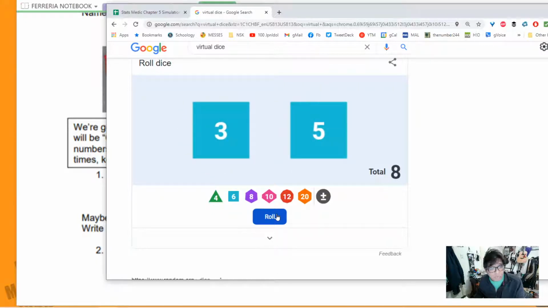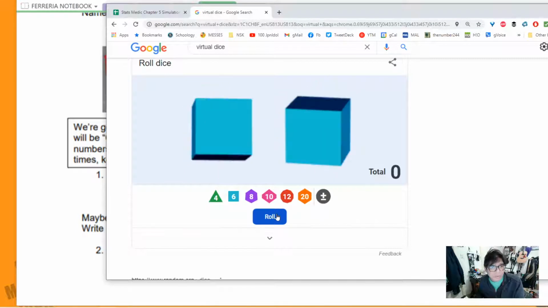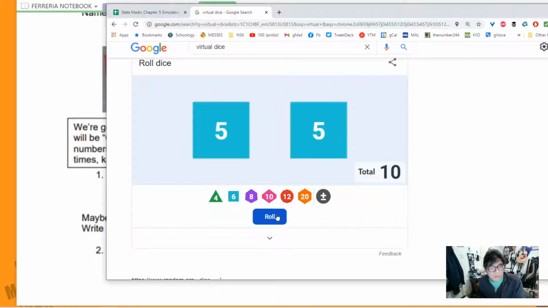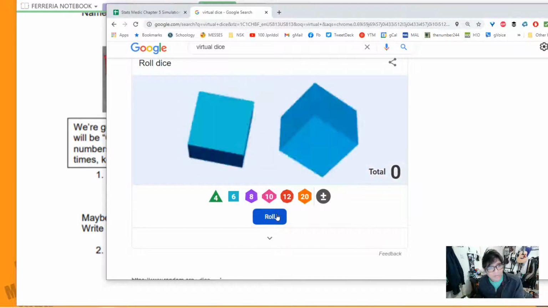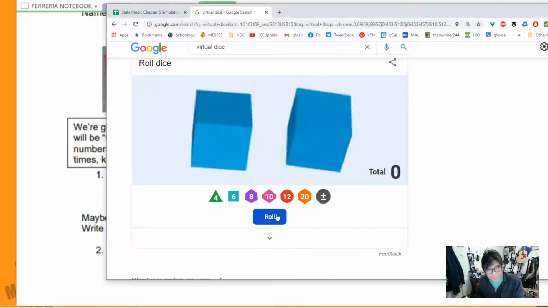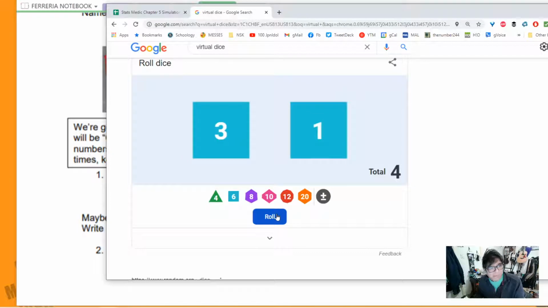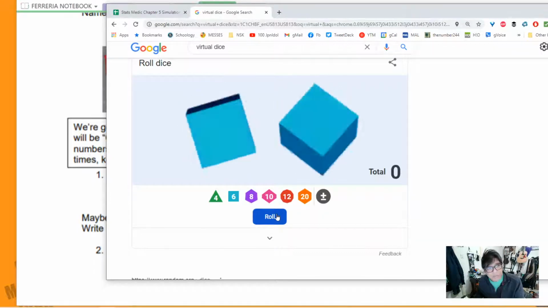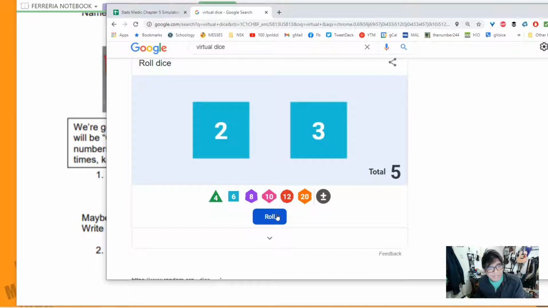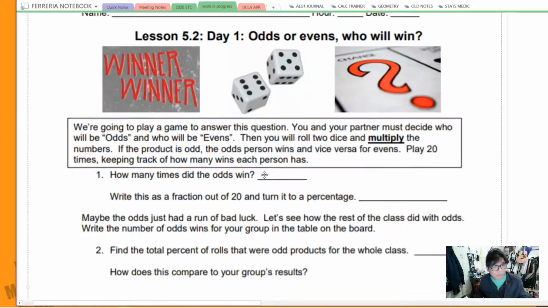Oh, here we go. 4 of 16. Ooh, 5 of 17. 5 of 18, 6 of 19, and 6 out of 20 times our odd person won. So our odd person wins 6 times. We're going to write that as a fraction out of 20 and turn that into a percentage. 6 of 20 equals 0.3, and that's 30%.